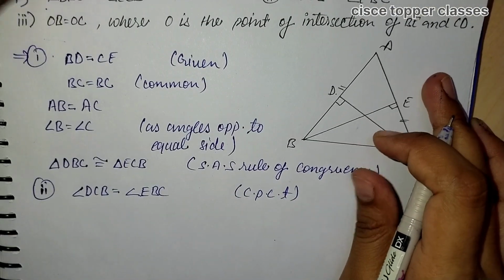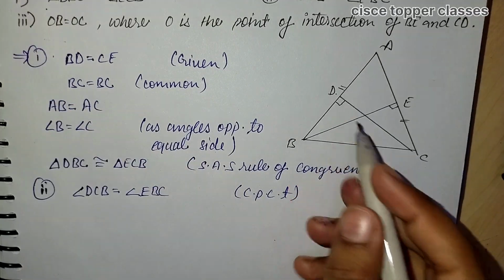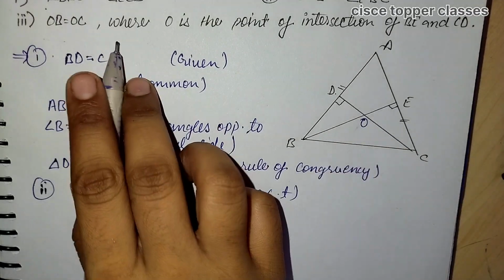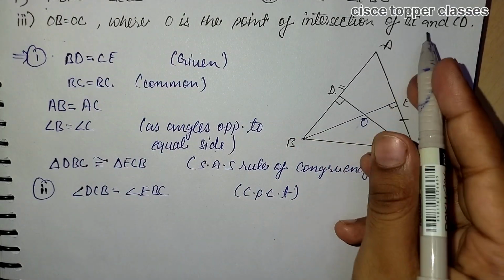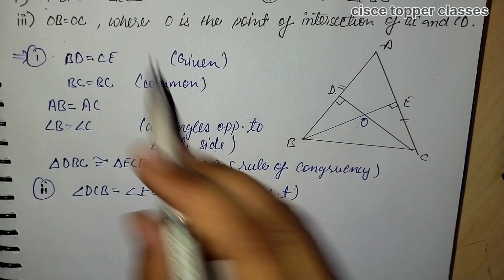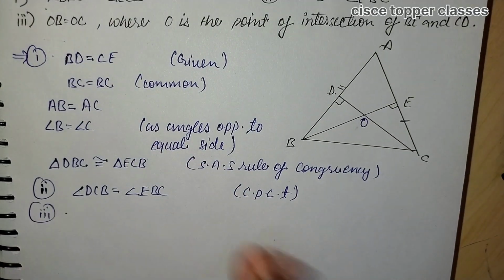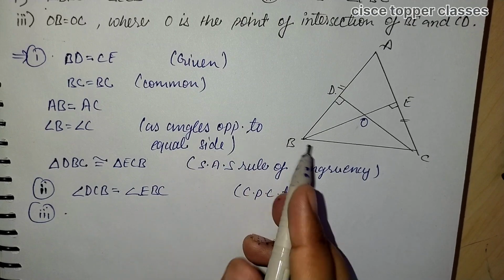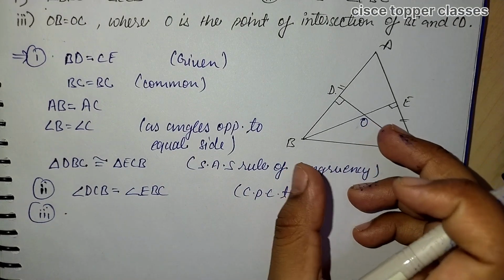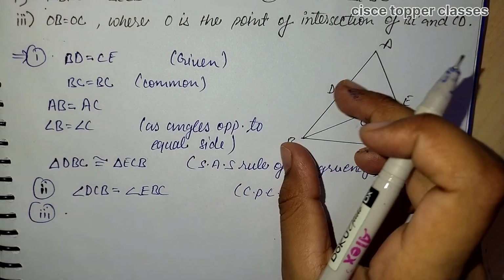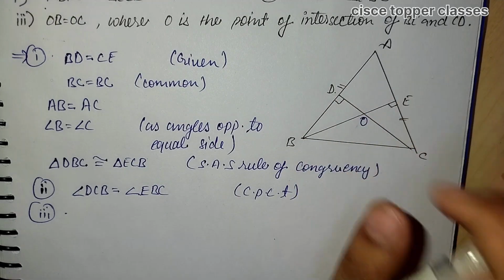Now, the third thing which we have to prove is OB is equal to OC, where O is the point of intersection of BE and CD. We have OB is equal to OC. From here, we can simply prove, firstly we will prove that these two angles are equal.